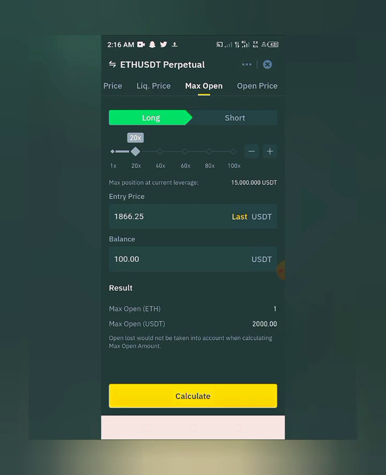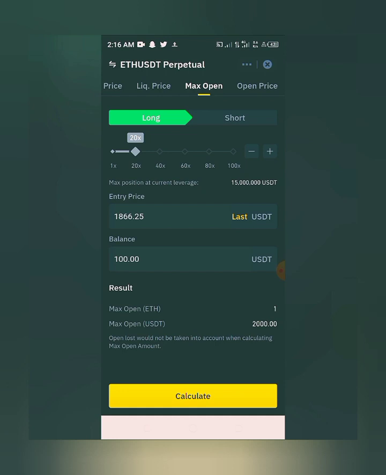So the 2000 USDT is the maximum open, that is the maximum amount of money when we are using 20x leverage with our 100 USDT. I hope you understand that. Okay, let me explain again. Let me assume you want to trade the futures wallet with your 100 USDT and you are using 20x leverage. You are going to get 2000 USDT to trade. That is your maximum open.